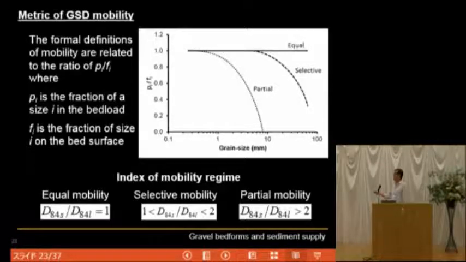And then we had to define partial mobility in terms of the D84 of something. So we scoured through the literature and looked at a whole bunch of experiments. What we found is that people describe partial mobility as occurring when this ratio right here was greater than 2. So we have sort of an empirical threshold there, and that puts an upper bound on our selective mobility index.